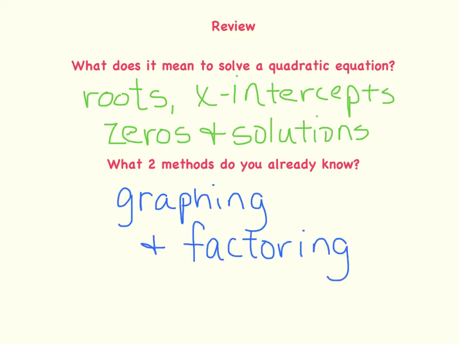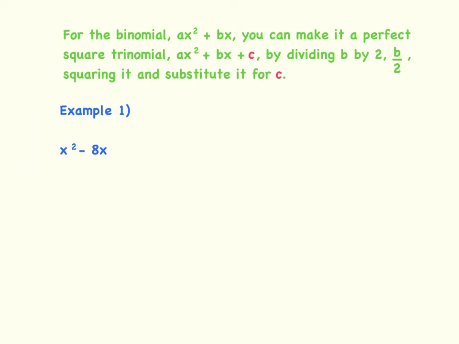So now I'm going to introduce you to a third method, which is called completing the square. And this lesson actually focuses on creating a perfect square trinomial, which is the first step in completing the square. So let's get started. For the binomial ax squared plus bx, you can make it a perfect square trinomial, ax squared plus bx plus c, by dividing b by 2, which would just look like this. It's a fraction, b divided by 2. Squaring it, and then substitute it for c.